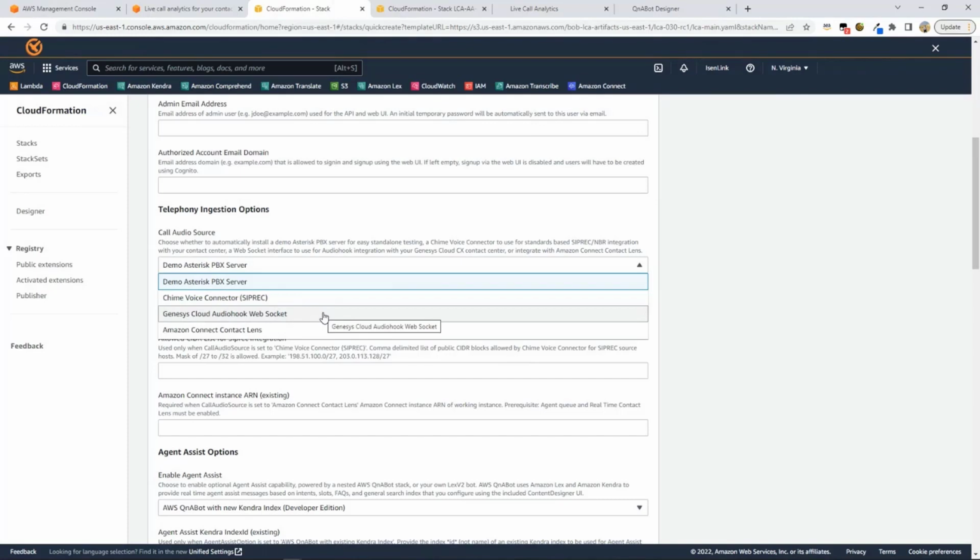If you're a user of Genesys Cloud contact centers, we have a very nice integration now with Genesys Cloud using their new AudioHook WebSocket API. This is very easy to set up if you're a Genesys Cloud customer.